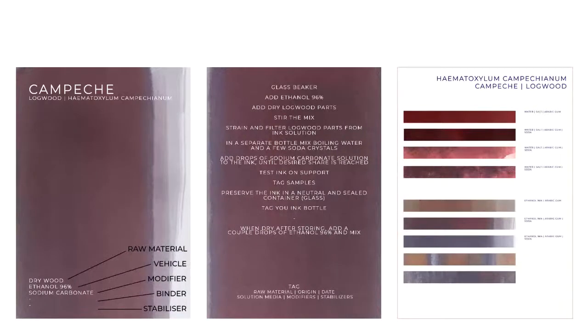What was the vehicle, modifier, binders, stabilizers, the recipe, but also on the right side, what you see is a comparison. So this is a comparison of all different inks made with the campeche. By changing and modifying the pH of this material, we can range from purples to brown, beige, all the way to reds and bordeaux.